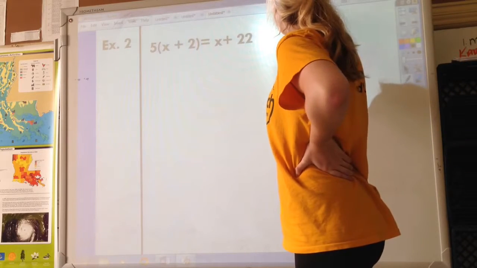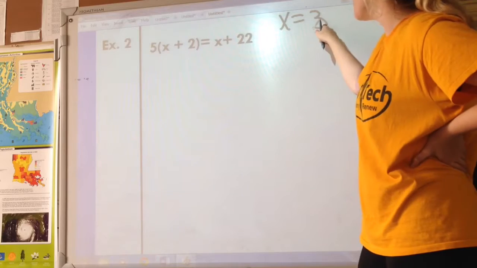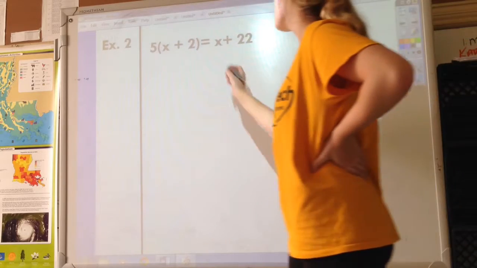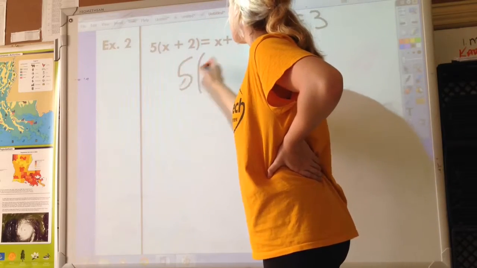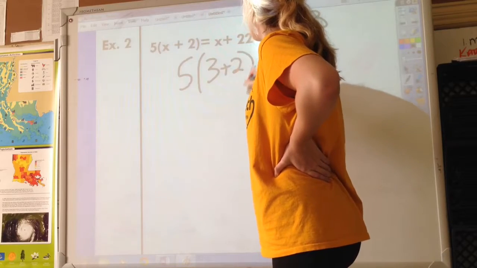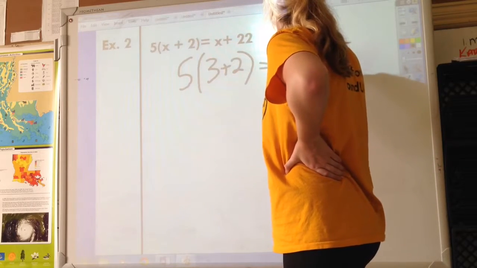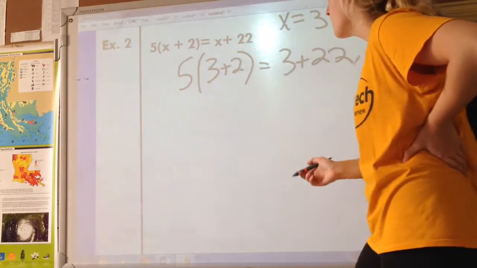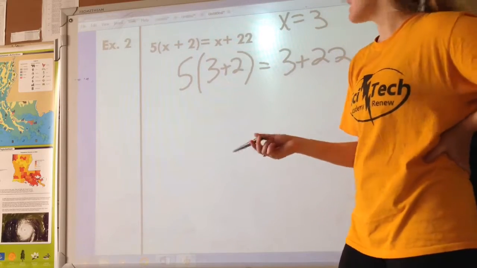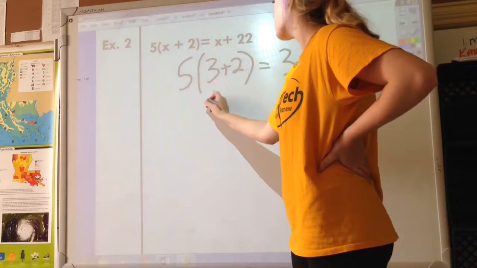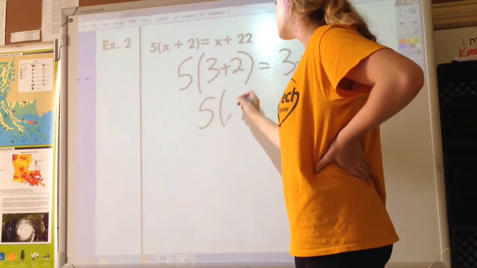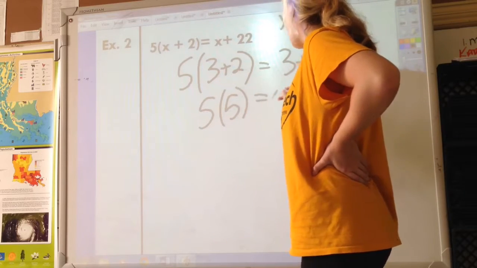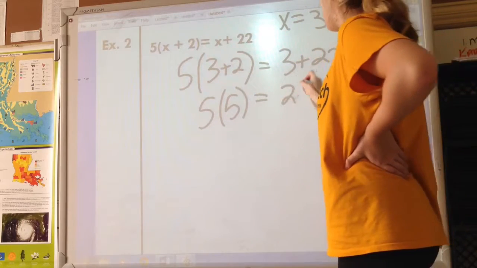So I was left with x equals 3. Again, I'm just going to substitute 3 for x. All right, so I have 5(3 + 2) = 3 + 22. By my order of operations, I know I have to deal with my parentheses first, so I'm going to bring 5 down. 3 plus 2 is 5, and then 3 plus 22 equals 25.